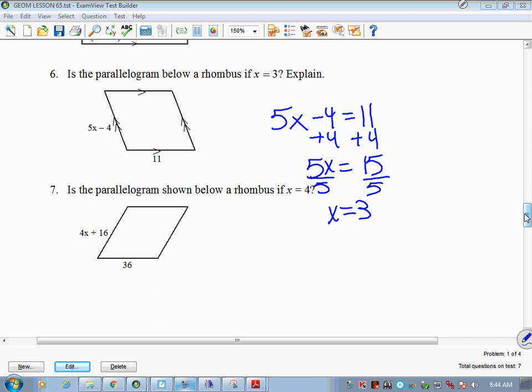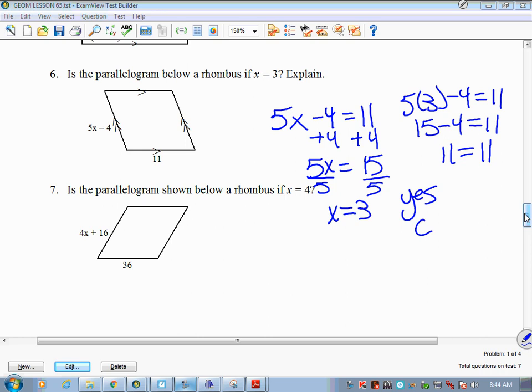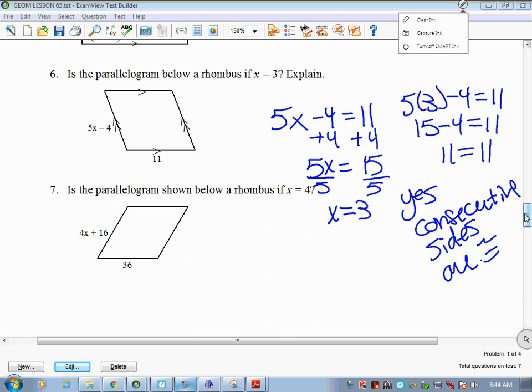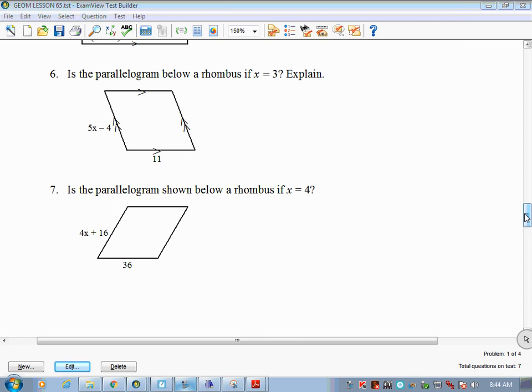So then we want to plug that back in. Does 5 times 3 minus 4 equal 11? Well, 5 times 3 is 15. 15 minus 4 is 11. 11 equals 11. So yes, consecutive sides are congruent. So yes, that's my explanation. It asks for an explanation, we need to give an explanation. That is it.